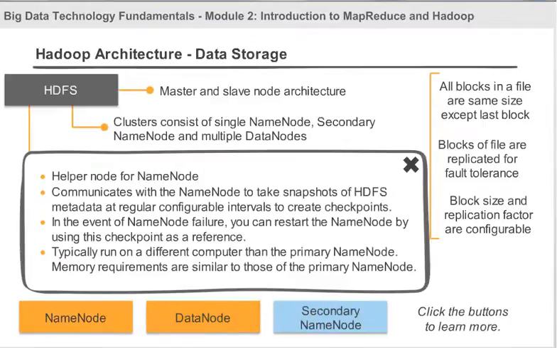The secondary name node is a helper node for the name node. It is commonly misunderstood as a substitute for the name node, but it is not a substitute for the name node. It communicates with the name node to take snapshots of HDFS metadata at regular configurable intervals to create checkpoints. In the event of name node failure, you can restart the name node by using the checkpoint as reference, which minimizes downtime and data loss. The secondary name node is typically run on a different computer than the primary name node. Memory requirements are similar to those of the primary name node.